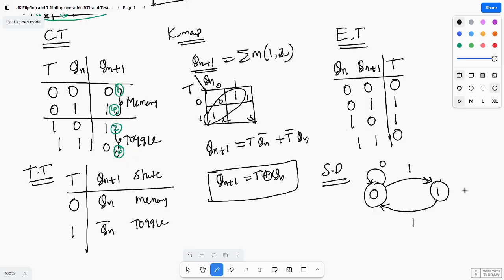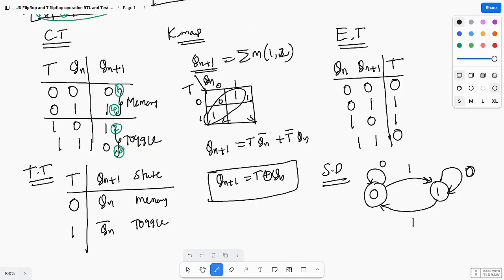I am seeing the excitation table only, and I am drawing the state diagram. Okay, so it will be like the same 1. Input is 0, it will be in the same state, and input is 0. Okay, this is the state diagram. Okay, hope you understood this T flip-flop.